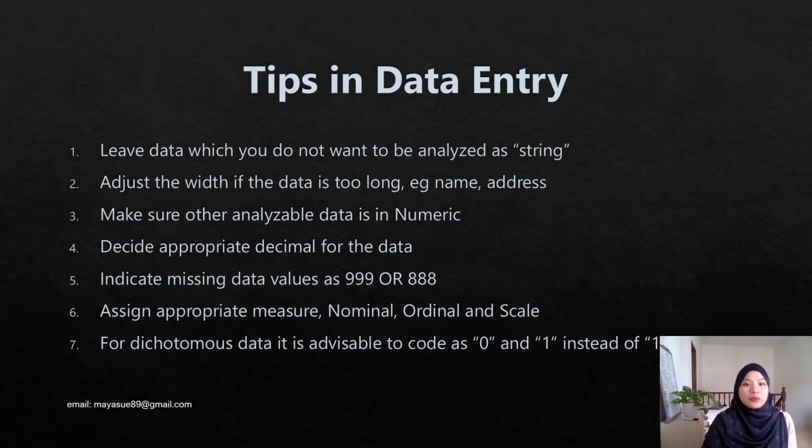Decide appropriate decimals for the data. Usually for measurement put 2. If it is just a category you can put 0 decimals, no problem. And then indicate missing values, either 999 or 8. From the first session I already taught you about that. Then appropriate measures. And for dichotomous data, it is advisable to code as 0 and 1 instead of 1 or 2.